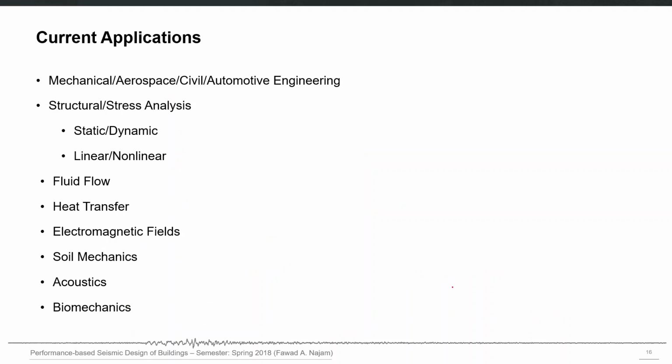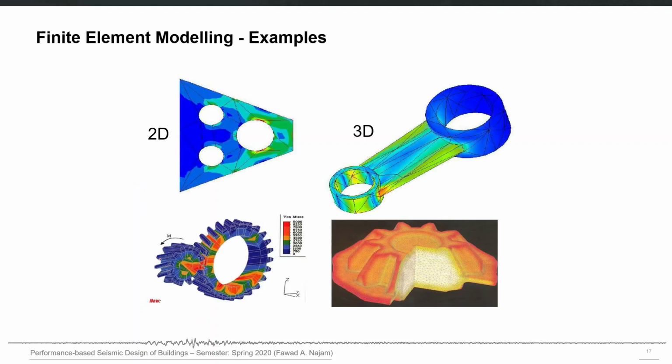The current applications include almost all of the basic engineering applications, including mechanical, aerospace, civil, automotive engineering, which require structural or stress analysis which can be static or dynamic or can be linear or non-linear. Other applications include fluid flow, heat transfer problems, electromagnetic field problems, soil mechanics, acoustics, biomechanics, and the list continues. Here are some of the examples of finite element models.